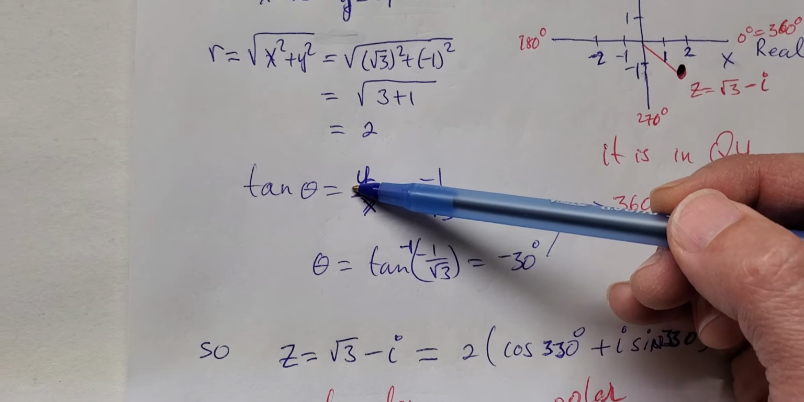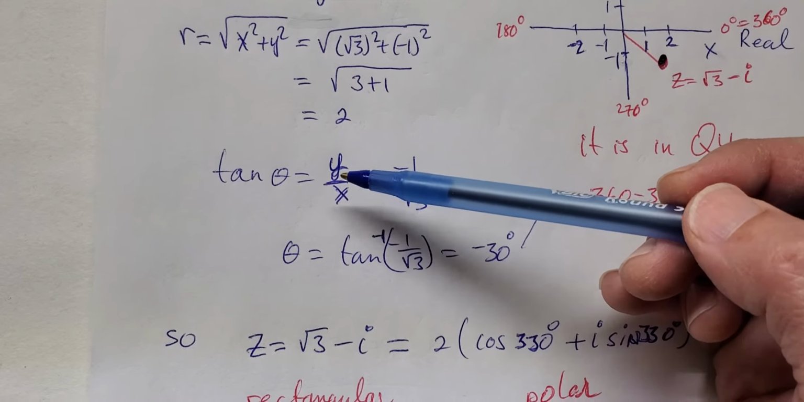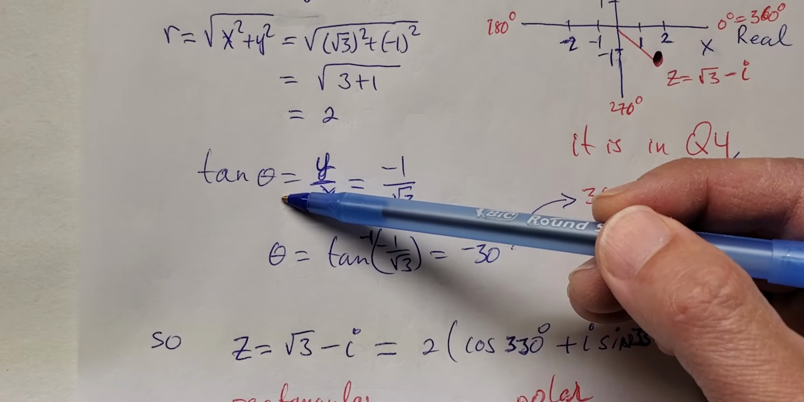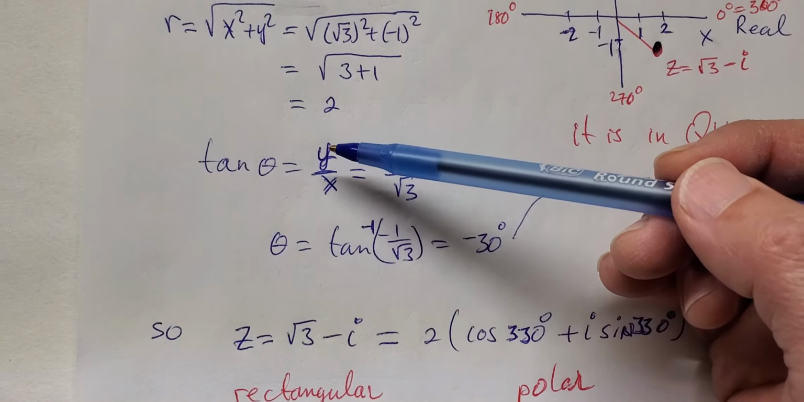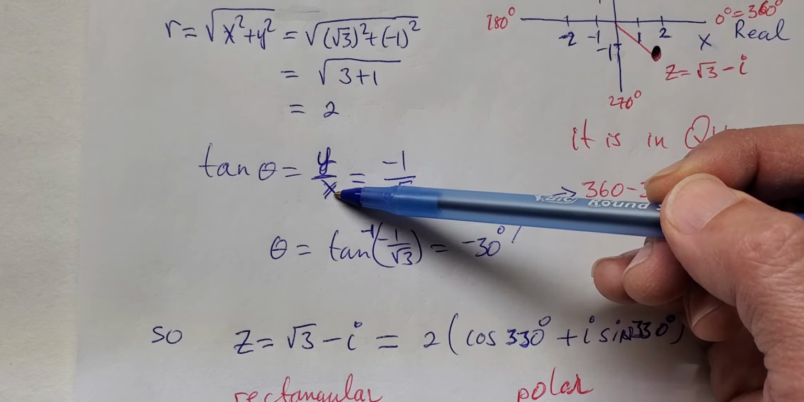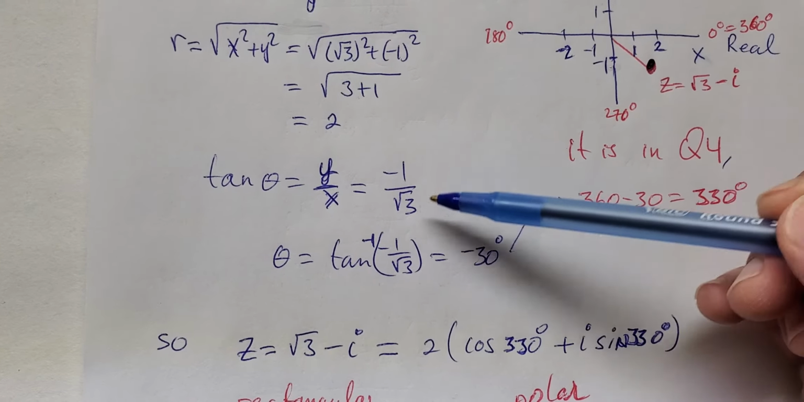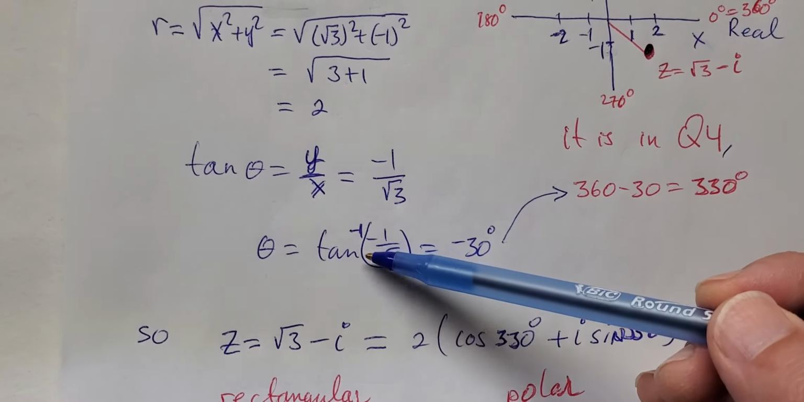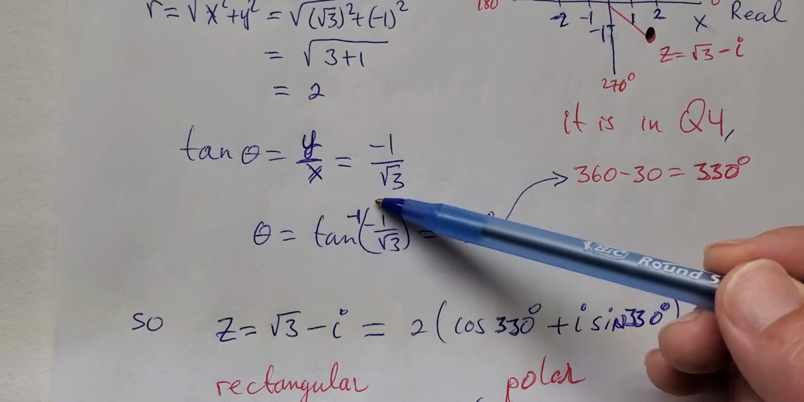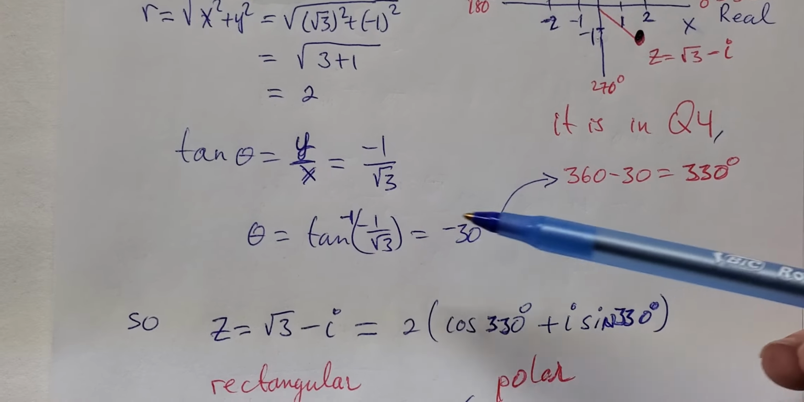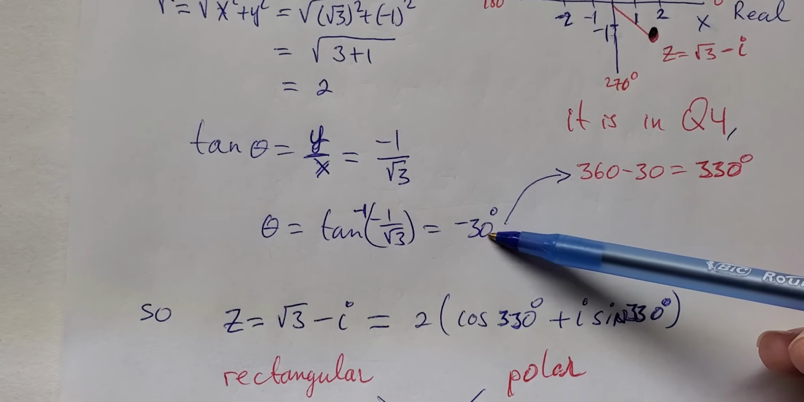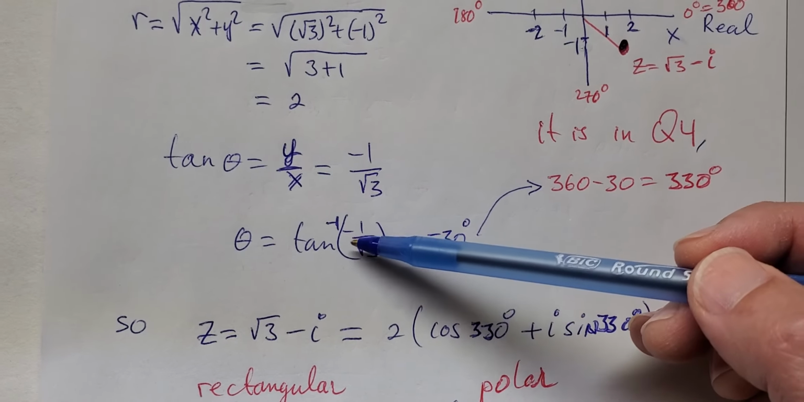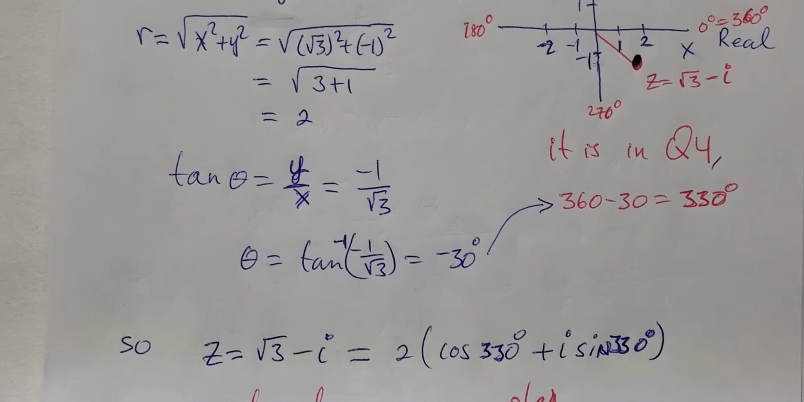When you find the angle, you always use tangent. Always use tangent to find the angle, and we know that it is y over x. y is -1, square root 3 is your x. Bring tangent over, which becomes the inverse. Put this in your calculator, and it will come out to be -30. Again, put this in your calculator, and it's going to be -30.